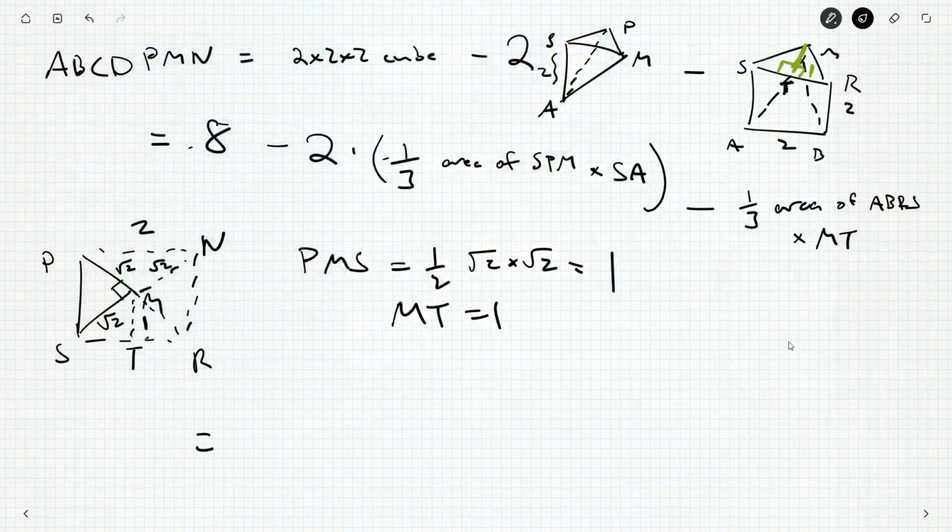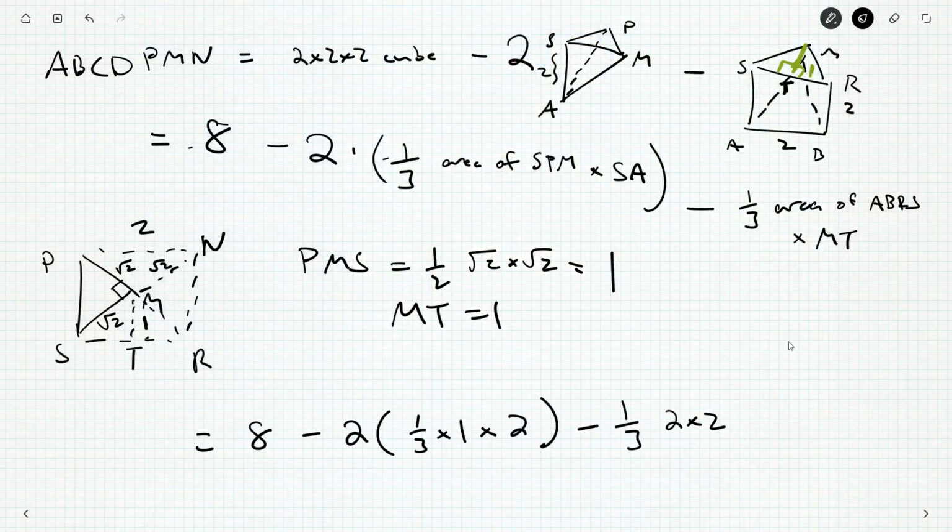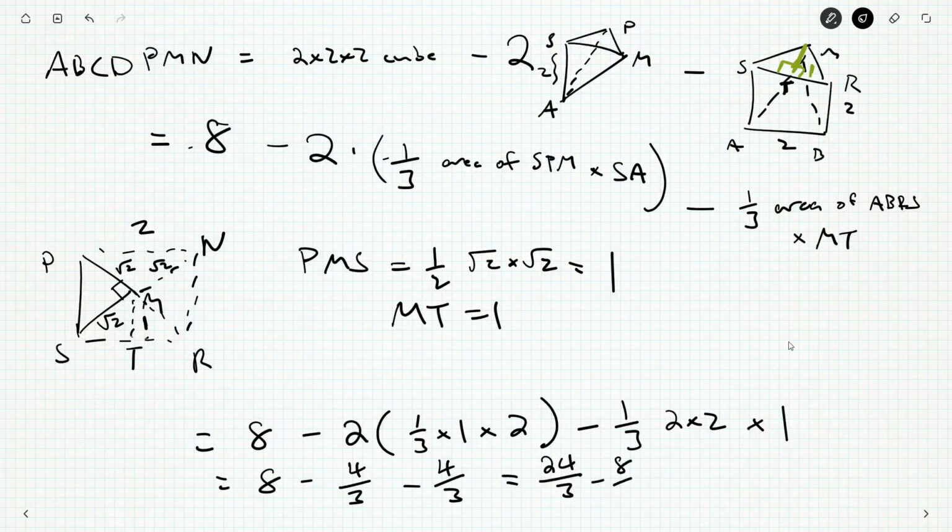Alright, so let's put it all together. So 8 minus 2, 1/3 times 1 times the height of 2, minus 1/3, 2 times 2 times the height of 1. And we're going to get 8 minus 4/3, 2 times 2, minus another 4/3. Okay. So we'll make that 24/3 minus 8/3 for a total of 16/3.